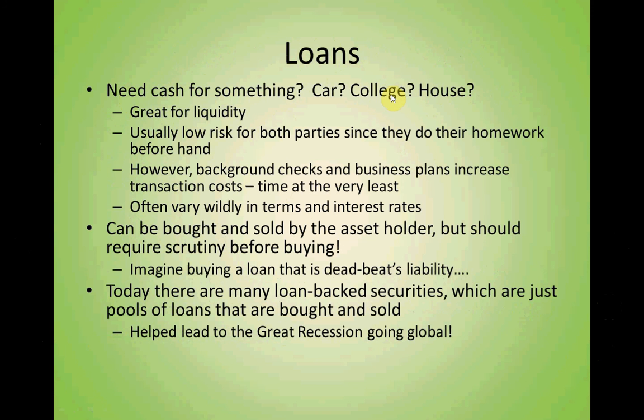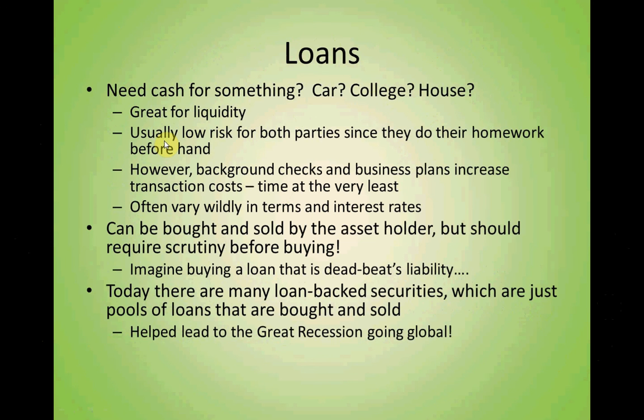Sometimes loans come from government-backed institutions. Cars, houses, mortgages, those are special types of loans. So they're great for liquidity. Sometimes they're tied to certain things. Sometimes it's just, I need $5,000 for some reason, and you can get it as long as you can get a bank to give it to you. Usually low risk for both parties. Why is that? Loans can be high risk, I guess, but you're less likely to get one.